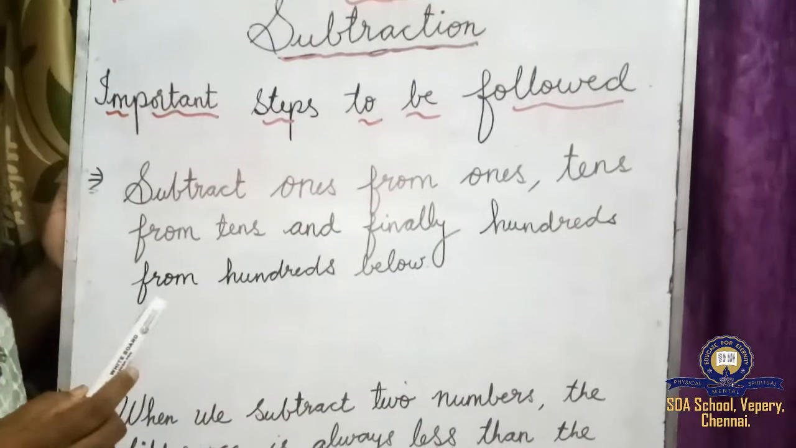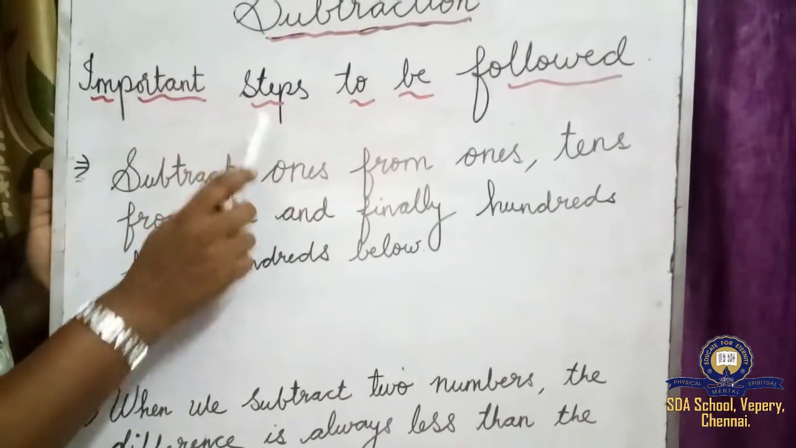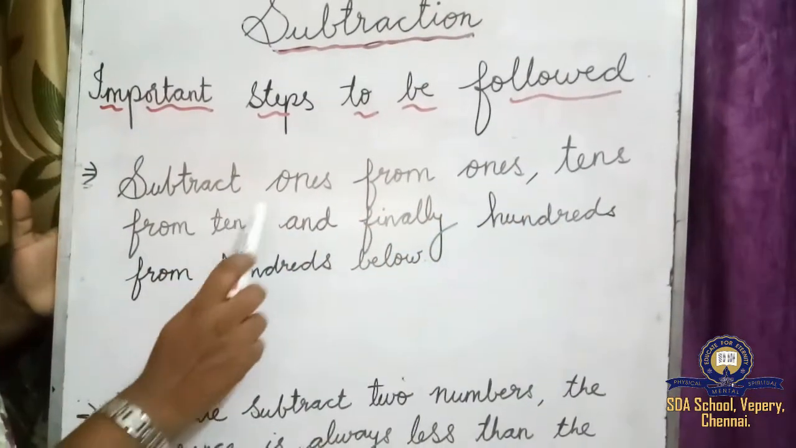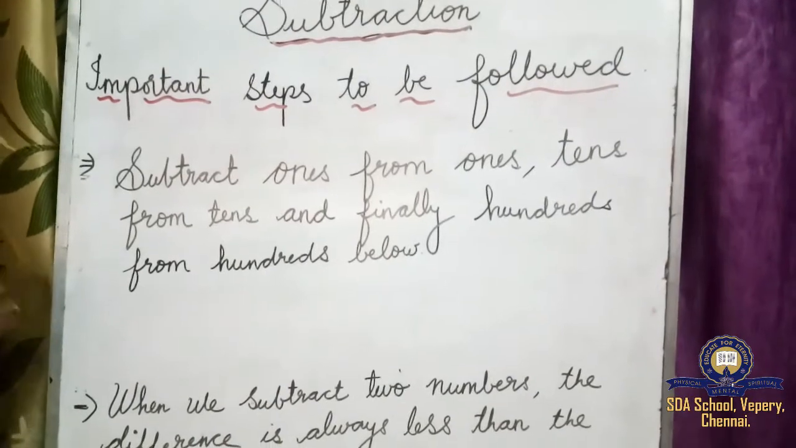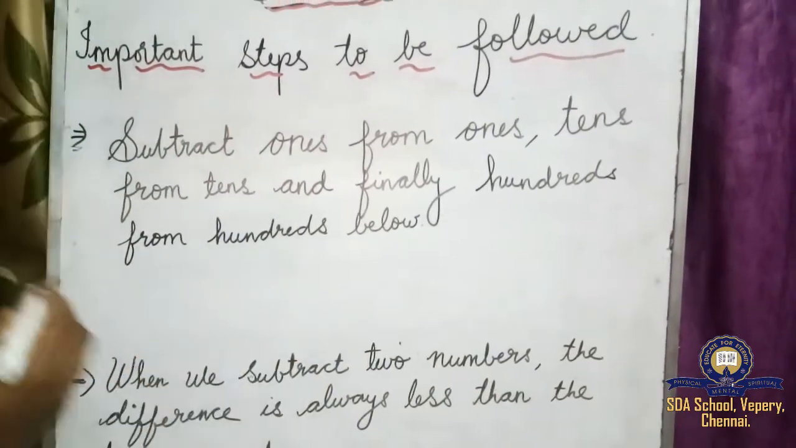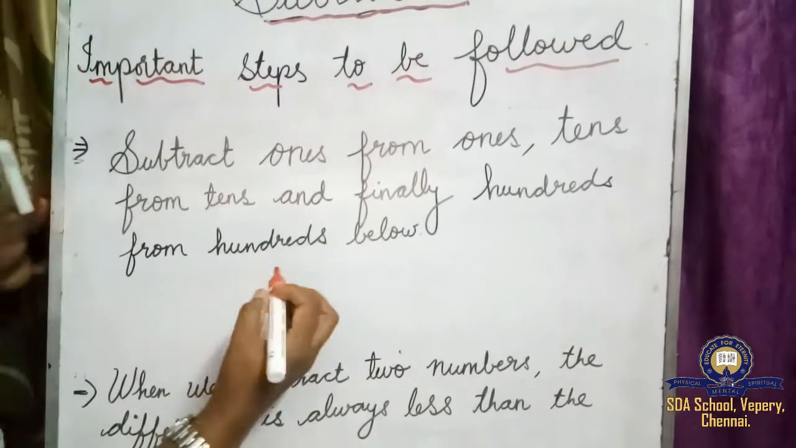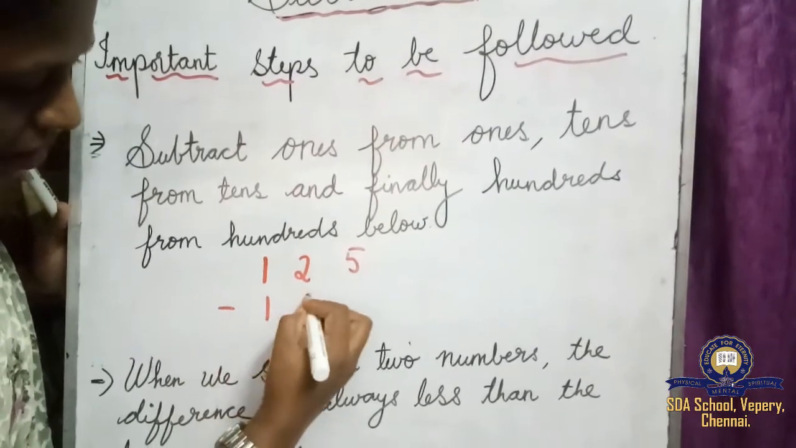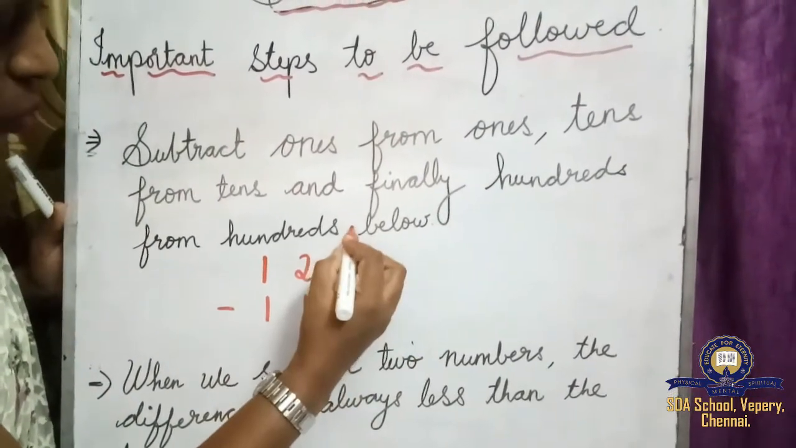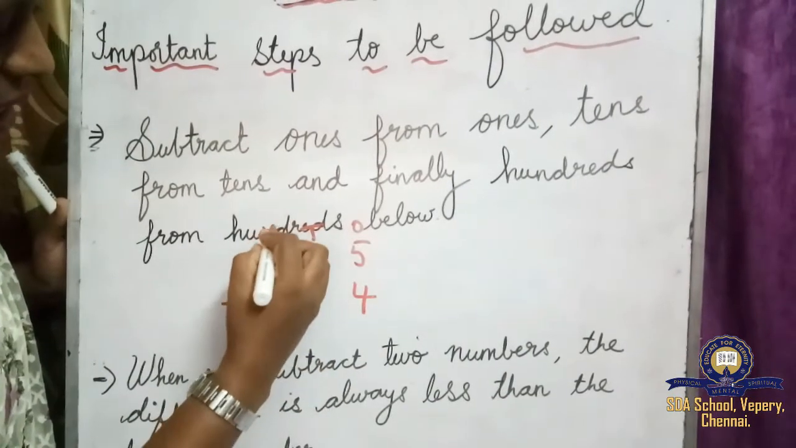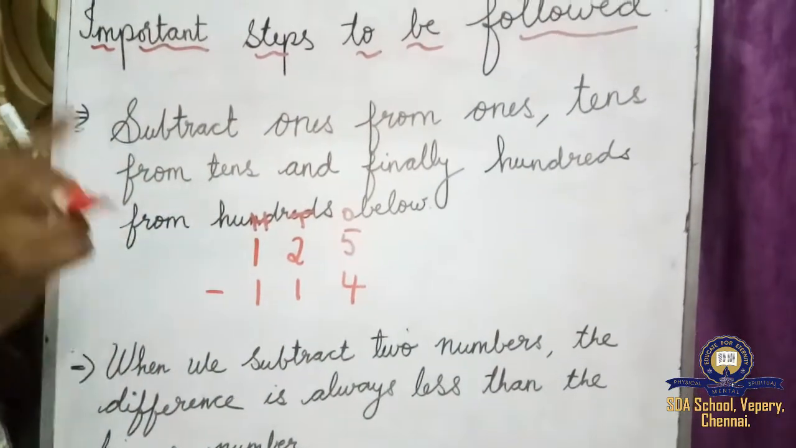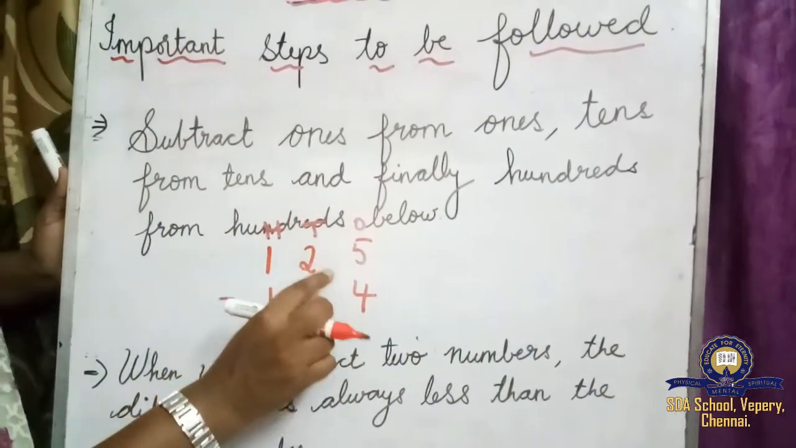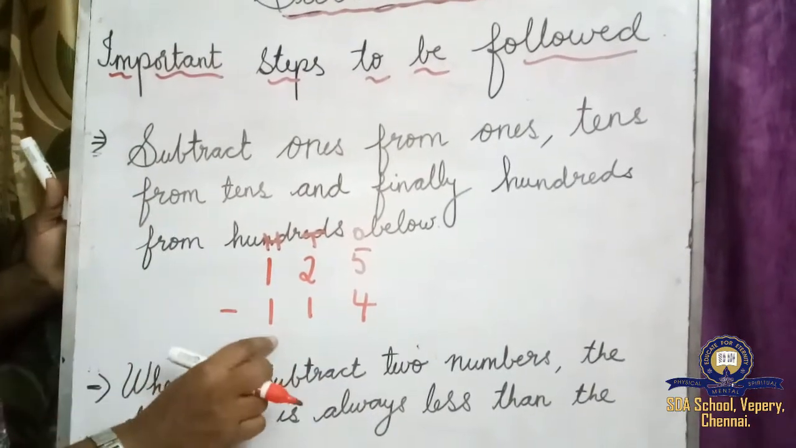Now the next important step, after arranging, is to subtract ones from ones, tens from tens, and finally hundreds from hundreds below. First we wrote 125 minus 114. This is the ones place, tens place, hundreds place. Now the third step is to subtract 1 from ones, 10 from tens, and finally 100 from hundreds below here.